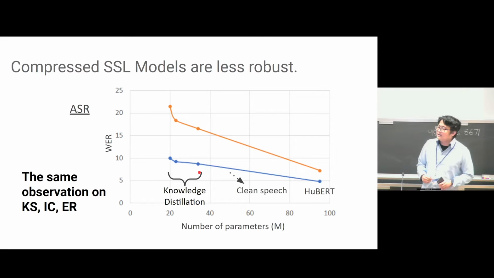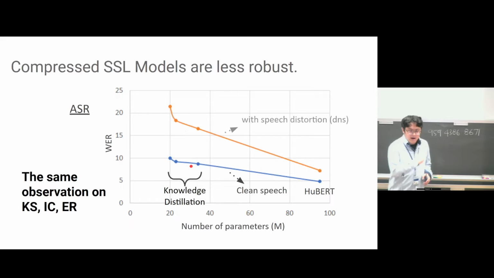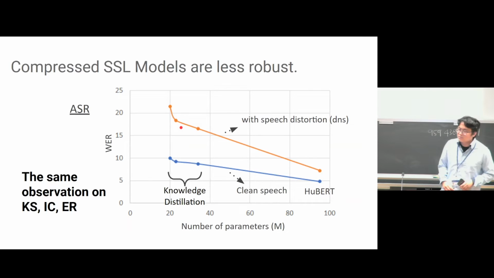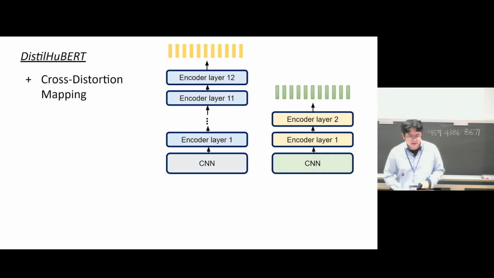The blue line is the result with clean speech. Of course, knowledge distillation still degrades the performance a little bit, but not much. However, if our testing data has speech distortion, the orange line is the result we obtain. Comparing HuBERT and knowledge distillation-based HuBERT, you can find that with knowledge distillation, the model becomes less robust. So can we do something for those compressed models?